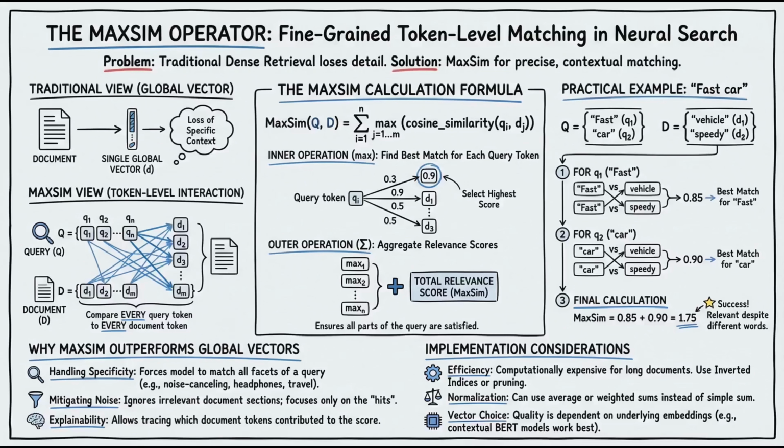Welcome to our deep dive into the MaxSim operator. In the world of neural search, capturing the true meaning of a document is everything. Today, we're moving beyond traditional global vectors to explore the power of token-level interaction. We'll break down how the MaxSim calculation actually works, why it offers such a massive performance boost over standard methods, and walk through a practical step-by-step scenario to bring these concepts to life. Finally, we'll cover key considerations for your own implementation. Get ready to transform how your systems understand relevance. Let's get started.